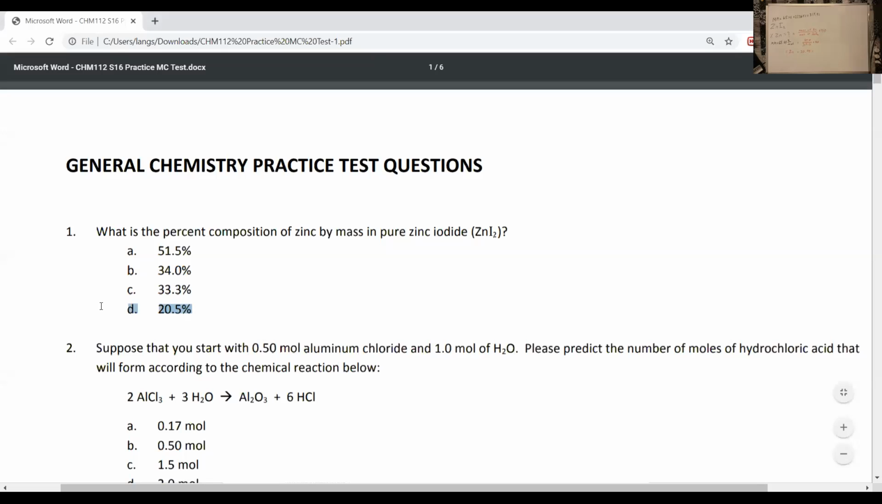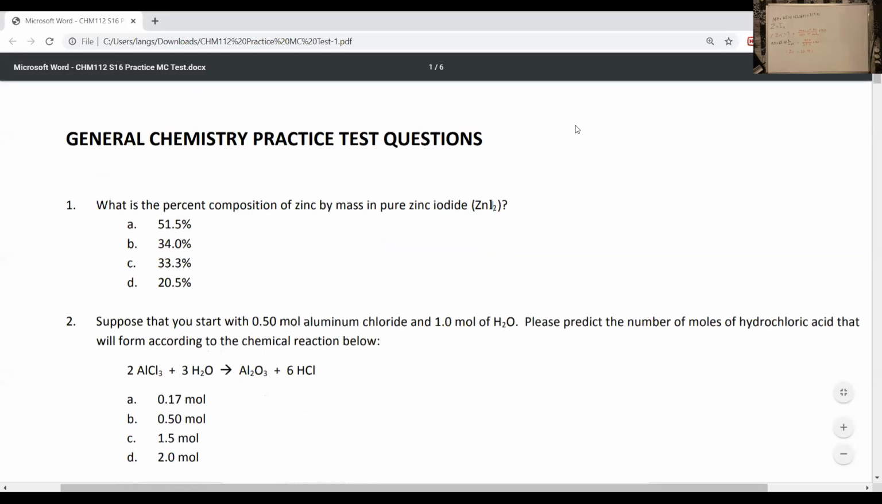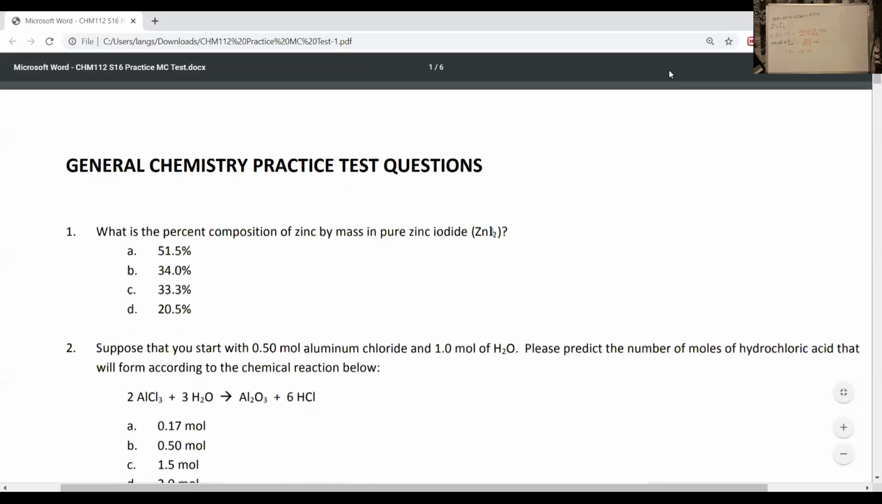Right, so here it is. The tricky question is the molar mass, right? Because maybe you think, oh, there's one zinc atom and 2 iodine atoms, so 1/3 of this is zinc, so don't fall for that. Okay. All right, there it is.